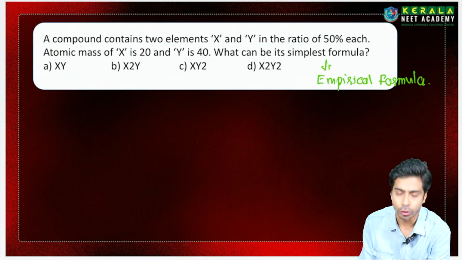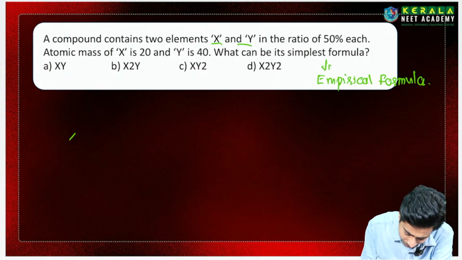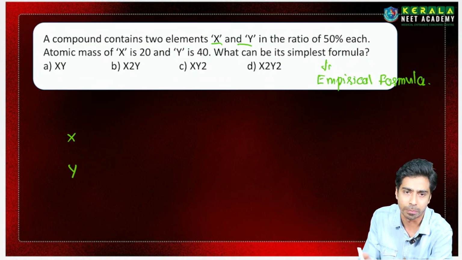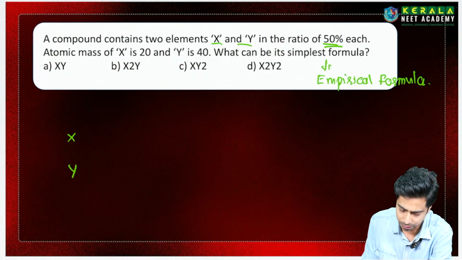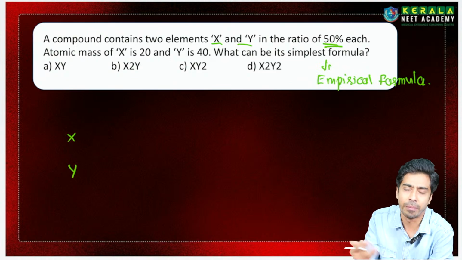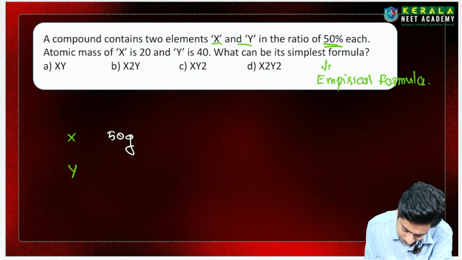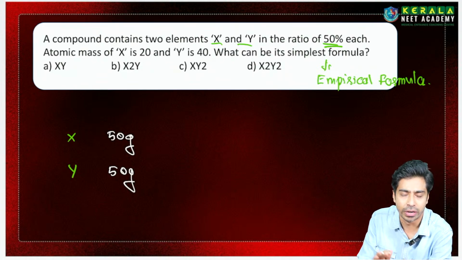Now you are having two elements, x and y. So you can write the elements x, y. No need of that table or column, because we are not doing the plus 2 level. So x and y are 50% each. Whatever the percentage, convert it to grams. So mass of x is 50 gram, y is 50 gram. If 80-20, then 80 gram 20 gram. If 90-10, then 90 gram 10 gram.